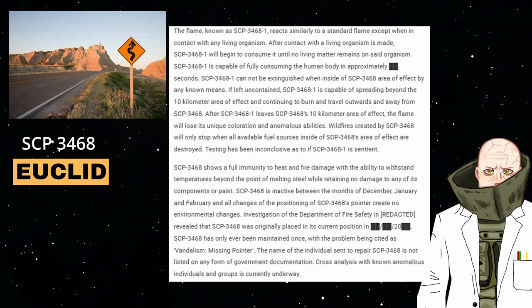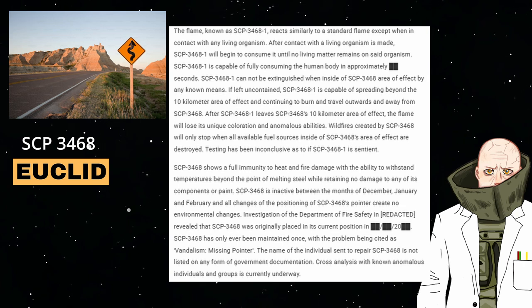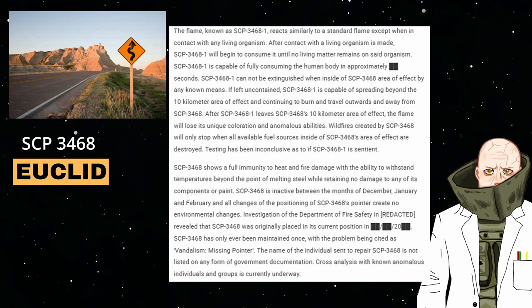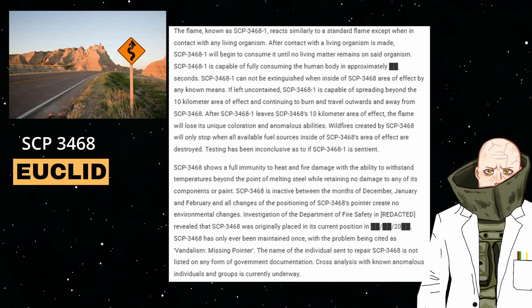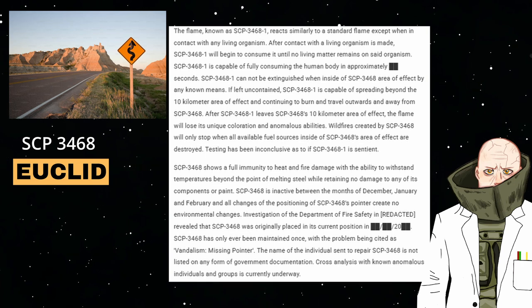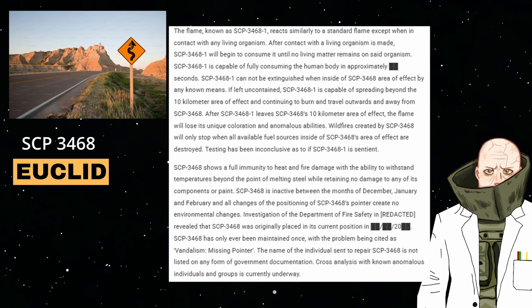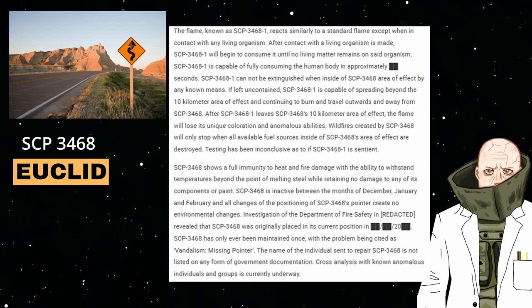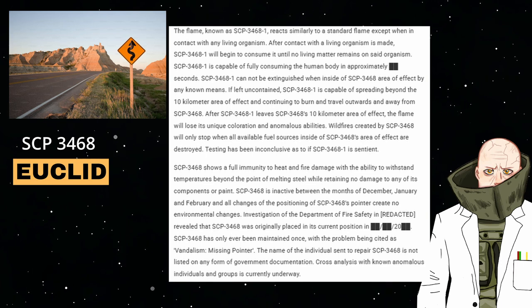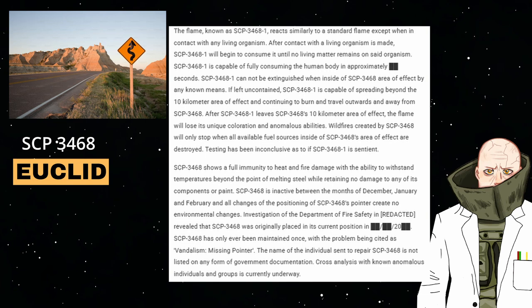3468 is inactive between the months of December, January and February, and all changes of the positioning of 3468's pointer create no environmental changes. Investigation of the Department of Fire Safety in Redacted revealed that 3468 was originally placed in the current position in Redacted. 3468 has only ever been maintained once, with the problem being cited as vandalism, missing pointer. The name of the individual sent to repair 3468 is not listed on any form of government documentation. Cross-analysis with known anomalous individuals and groups is currently underway.